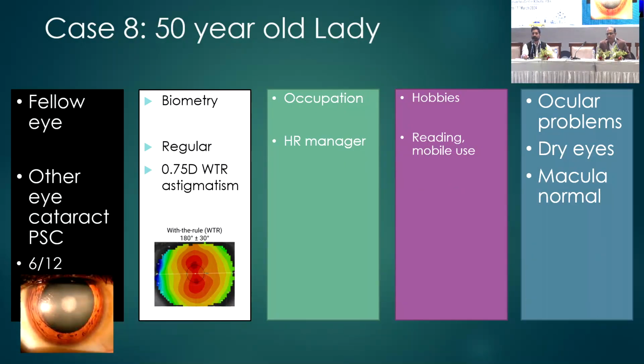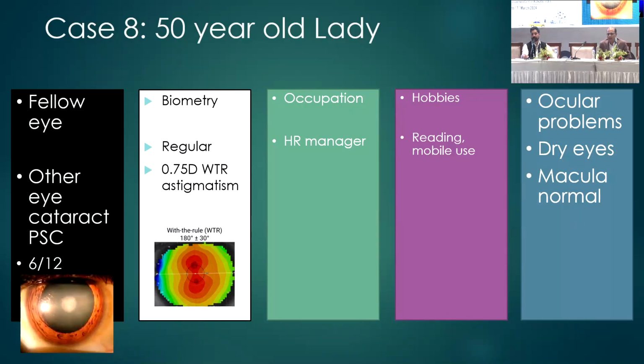We'll move on to the next. A 50-year-old lady, this time an HR manager, other eye has PSC, 0.75 with the rule astigmatism, has dry eyes, rest of the things are normal. Reading and mobile use is the most common hobby. HR managers are, in any organization, the most hated people, but they are the people who want to be in control of most of the things.